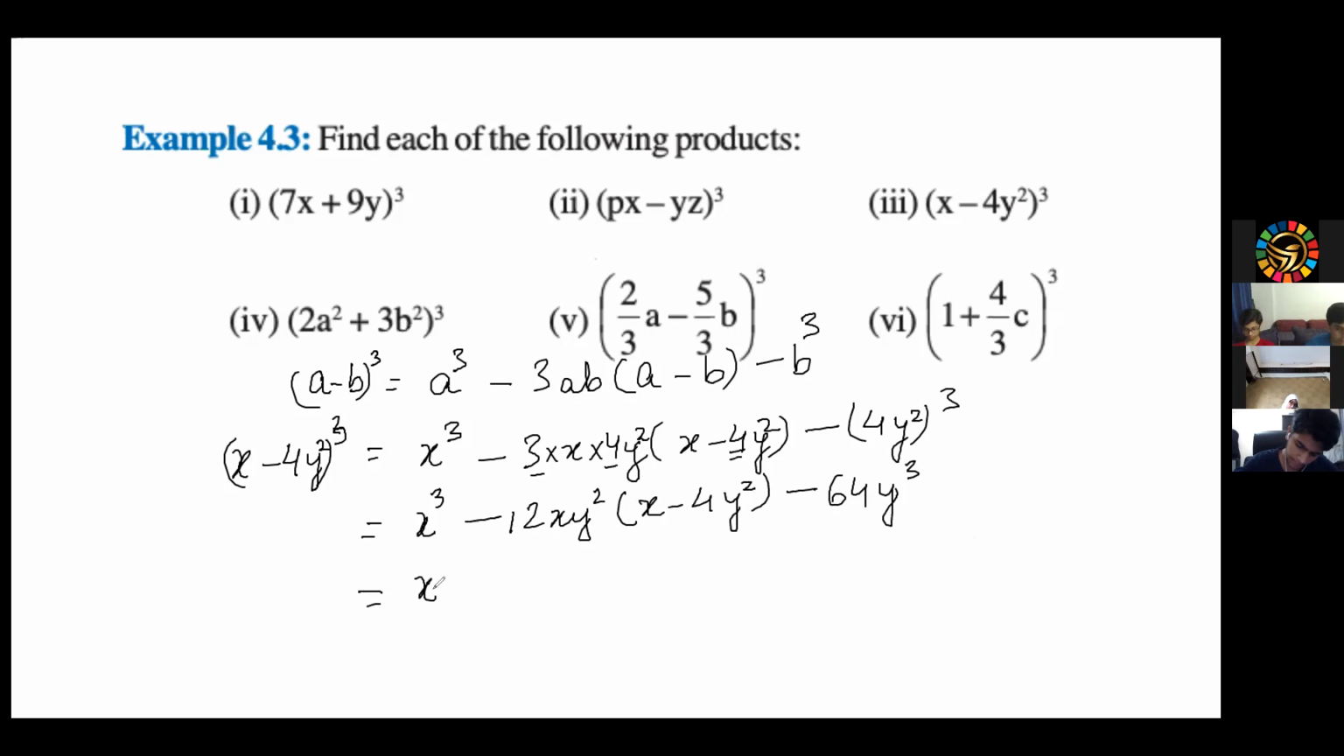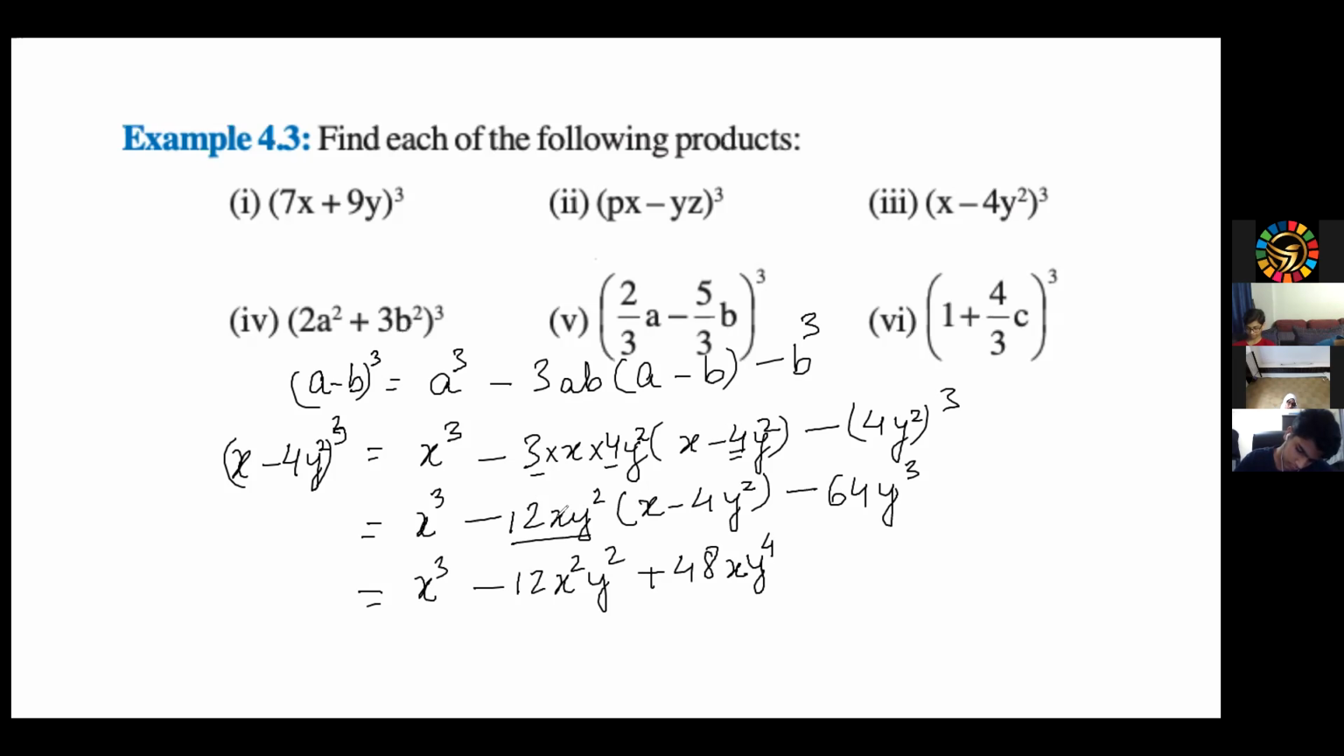Okay, now I'll open the bracket. So now tell me, how will I open the bracket? Minus 12xy square into x, what is it, Mozam? Ma'am, minus 12x square y square. Yes, and then minus and minus is plus. 4y square, no, 4 you have to multiply again. Plus 48y square, xy square, y raised to 2 into y, y raised to 4, na ma'am? Yes, so it's y raised to 4.